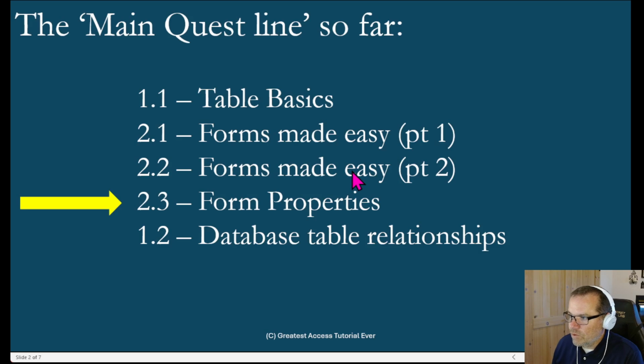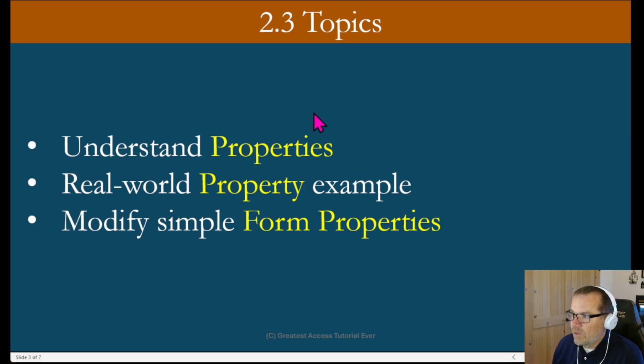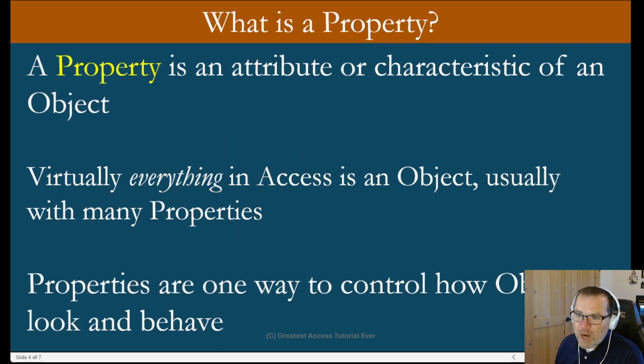So groovy. We're going to just jump into form properties, and here's kind of what we're going to go over. Not too hard. So what is a property? It's basically just an attribute or characteristic of an object. So you have to realize in Access, just like in the real world, everything is an object, whether you can see it or not.